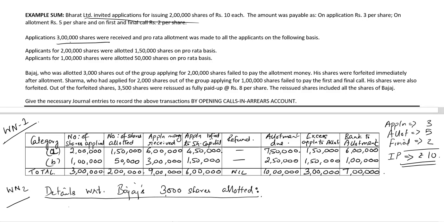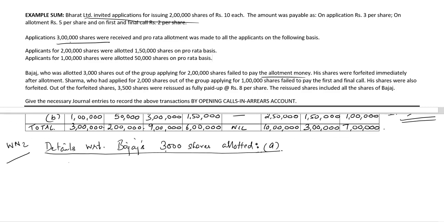It says here Bajaj, who was allotted 3,000 shares of the group, applying for 2 lakh shares. So he belongs to the first category, A. Failed to pay the allotment money. So first let's find out the allotment money not paid by Bajaj.